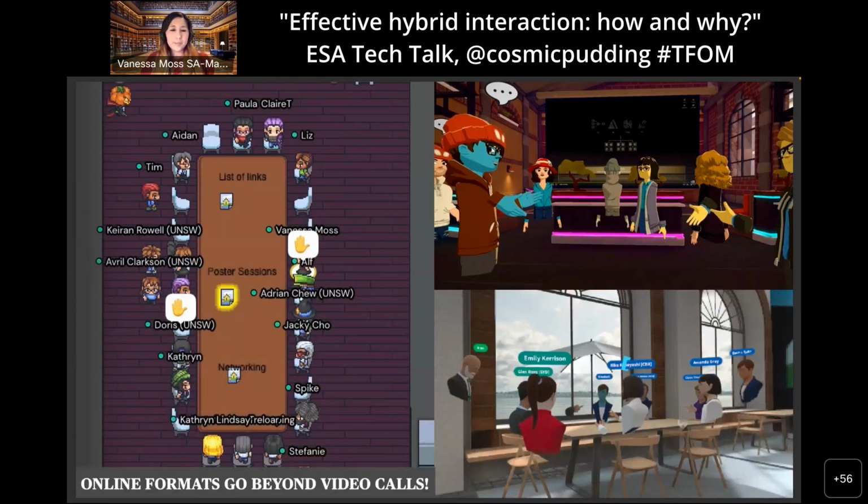And another point, going back to online only versus in-person versus hybrid: online formats can go well beyond video calls. Here are just three examples of platforms we've used. Gather, which I know is probably very familiar to people by now, AltSpace, and Glue. And there's a lot more. I think there's no perfect one, but if you explore these and try different tools, sometimes the video call is the best option and sometimes it's not.